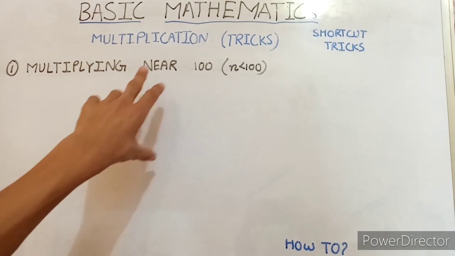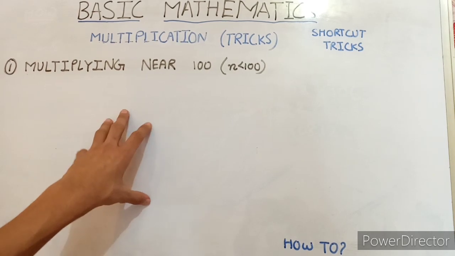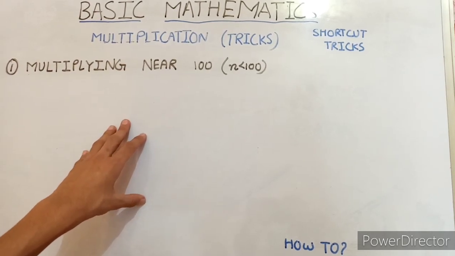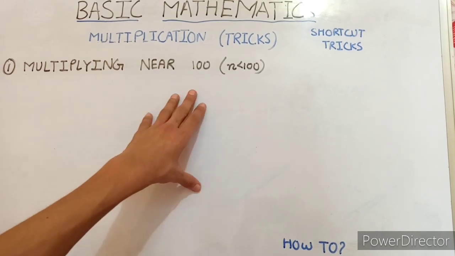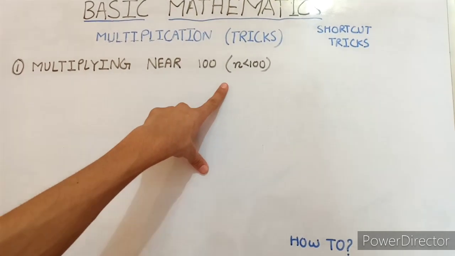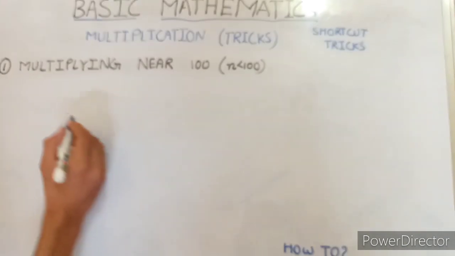Now the first topic is multiplication. I will give you some tricks to multiply and be faster than the calculator. So let us see the first trick, which is multiplying numbers near 100, where the numbers should be less than 100. Let us see an example.